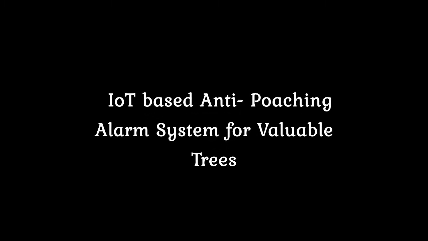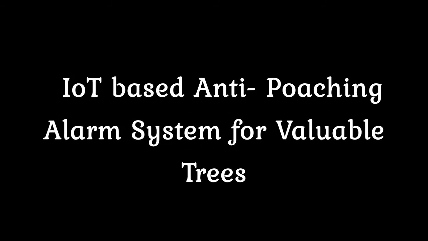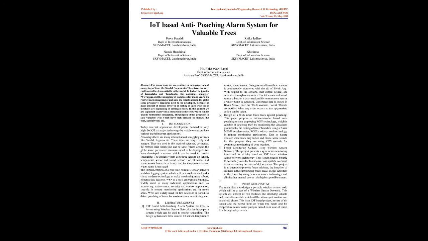IoT-based anti-poaching alarm system for valuable trees. Abstract. For many days we are reading in the newspaper about smuggling of trees like Sandal, Sagwan, etc. These trees are very costly as well as less available in the world.